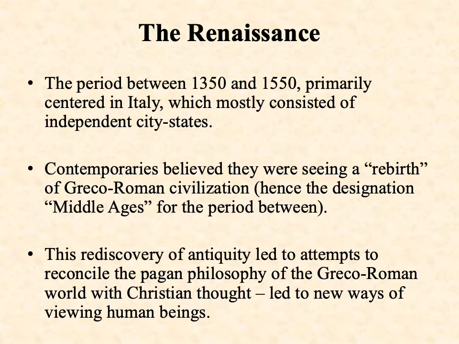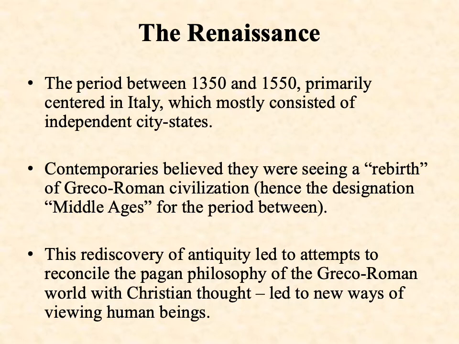The term Renaissance, which was in fact used by contemporaries, basically means rebirth. In this case, rebirth of Greco-Roman civilization. They really felt they were picking up where the Greco-Roman world left off. And it was intellectuals of the Renaissance who came up with the term Middle Ages to describe the period between. Also to characterize it as a period of intellectual stagnation, sometimes referring to it as the Dark Ages. Again, historians today would challenge that view as being a bit simplistic, but that was definitely the perception of the Renaissance.